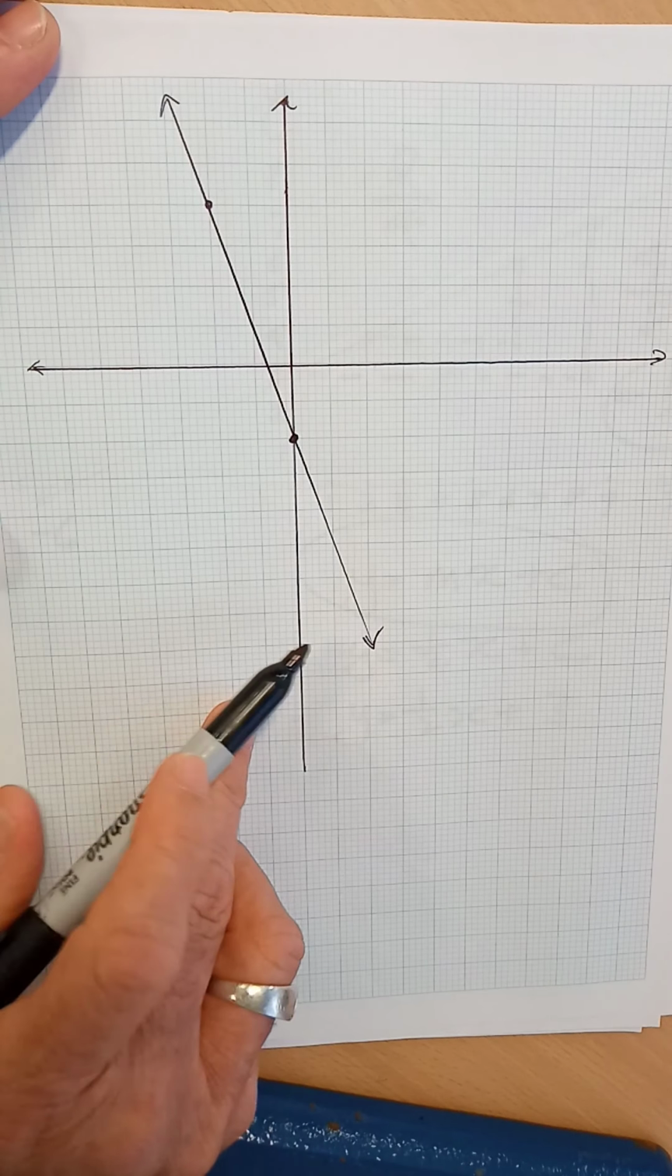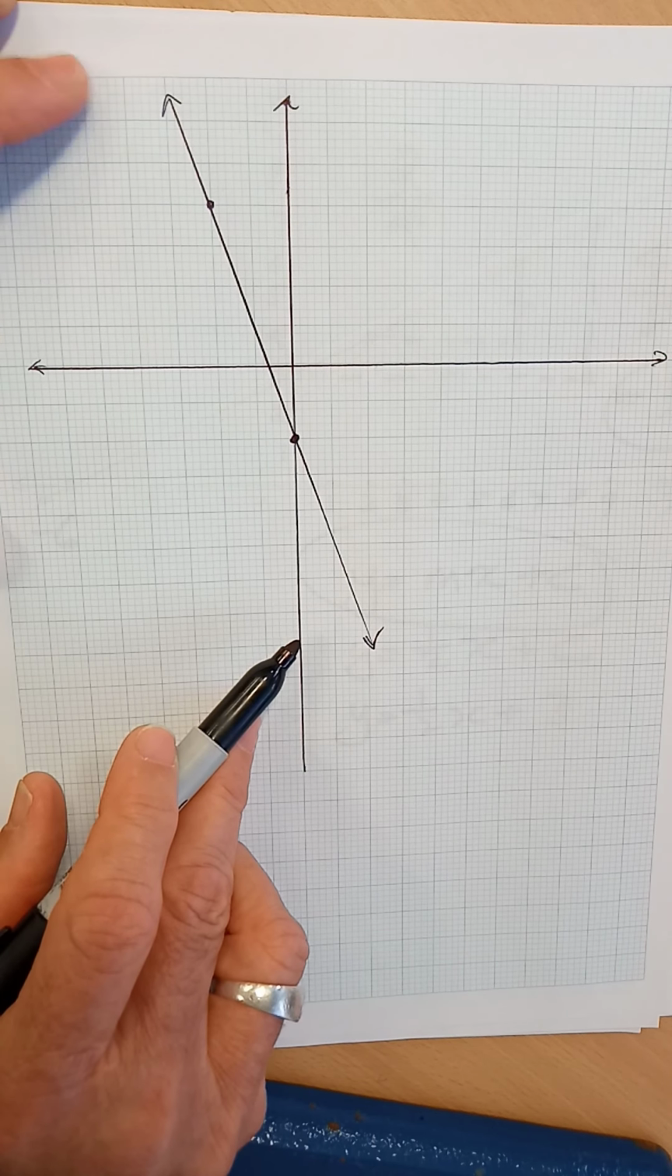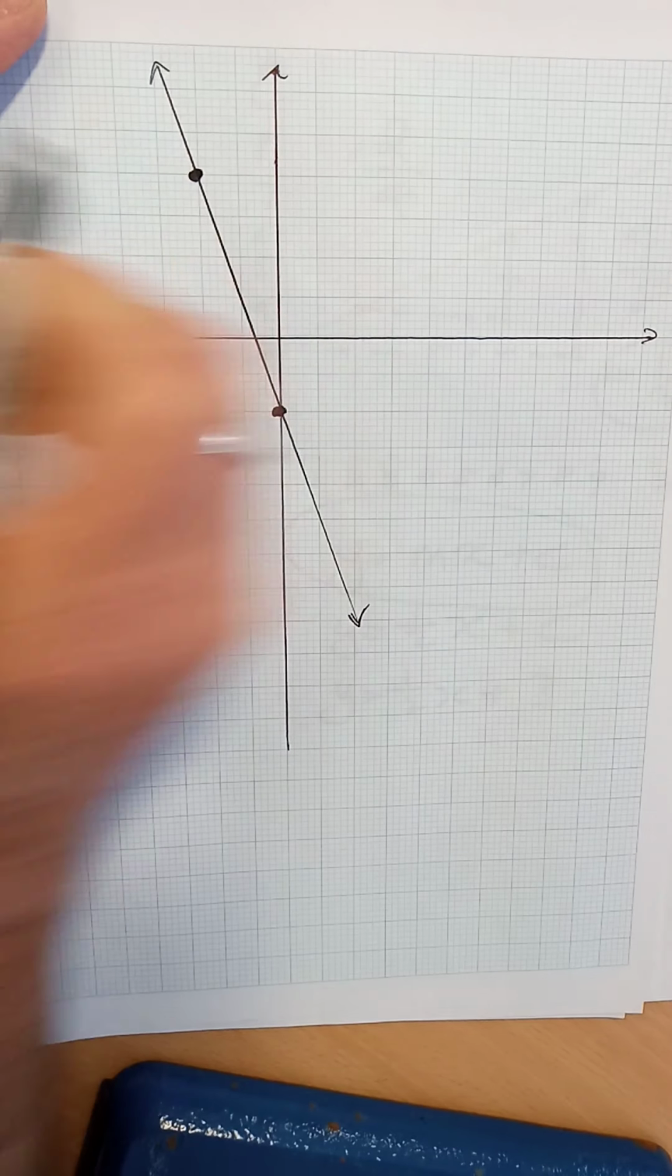So what do you notice about this graph? It's going down from left to right. So straight away, it's got a negative gradient. But let's find 2 points and find the gradient first of all.